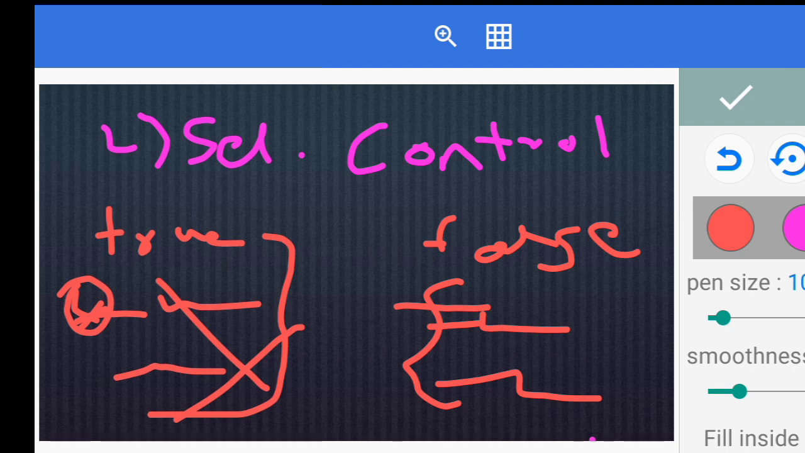And the third one is iterative control. Iterative control we will discuss in the next tutorial.